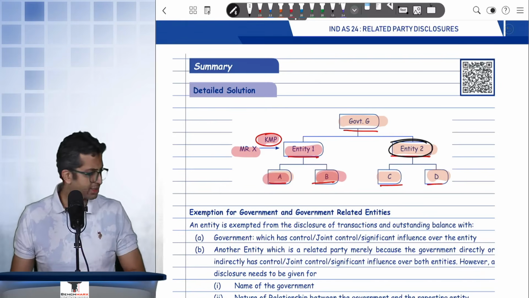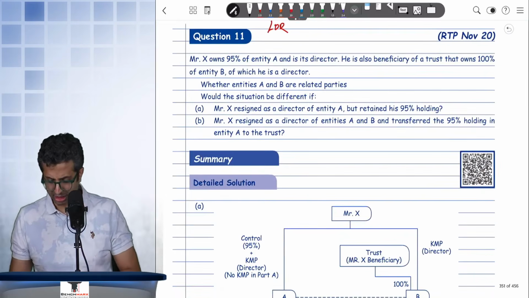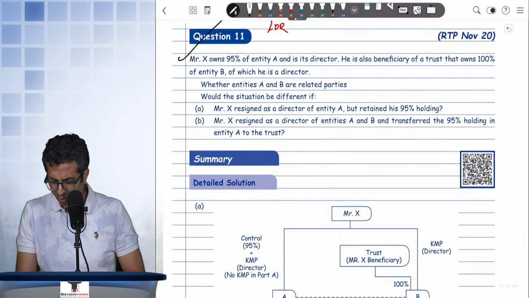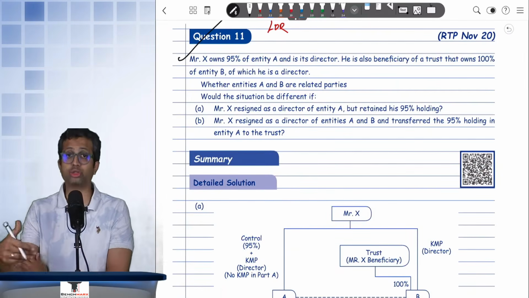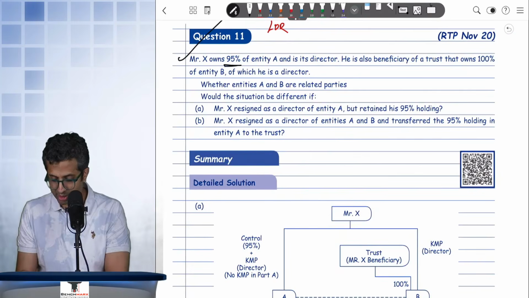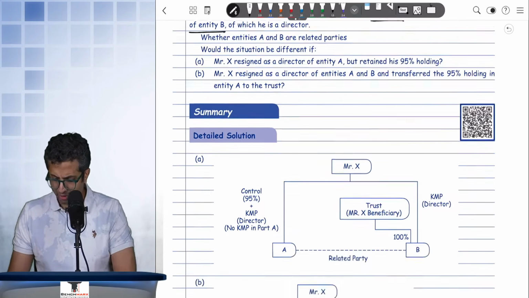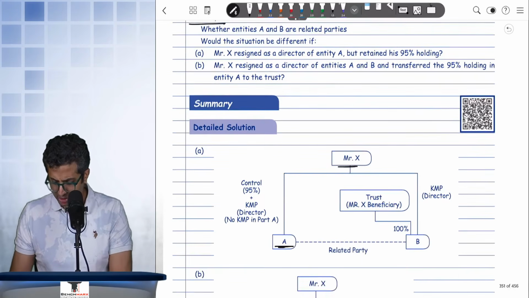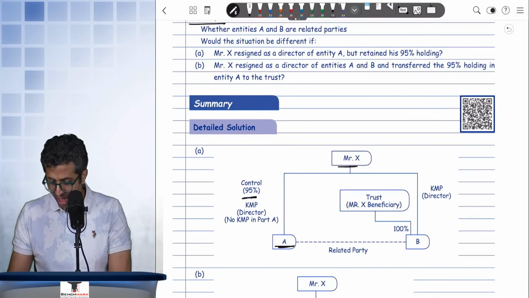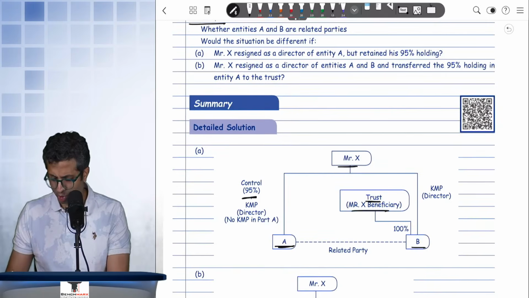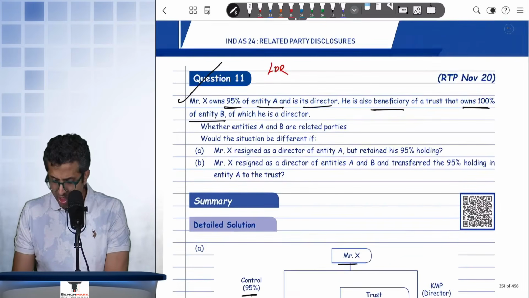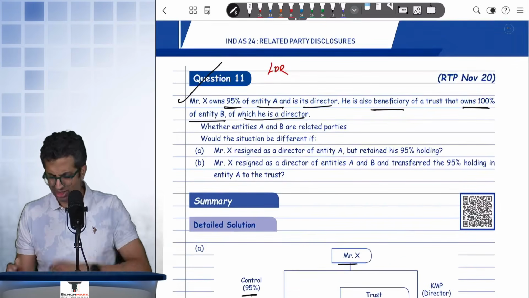Okay, next you will go to question number 11. Now remember, you can also have control through a trust. Like Mr. X owns 95% of entity A and is its director. He is also a beneficiary of a trust and owns 100% of entity B. So when you look at Mr. X, he owns 95% of A, and he is also a beneficiary of the trust which is owning 100% of B, of which he is a director.